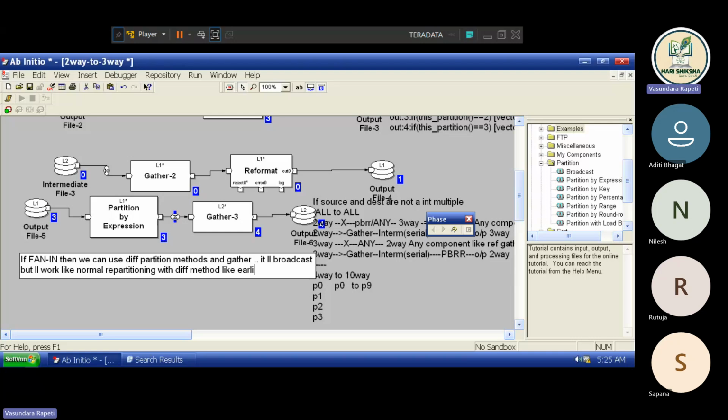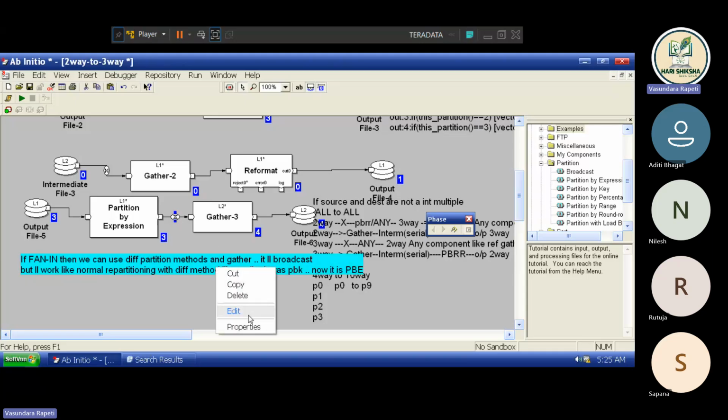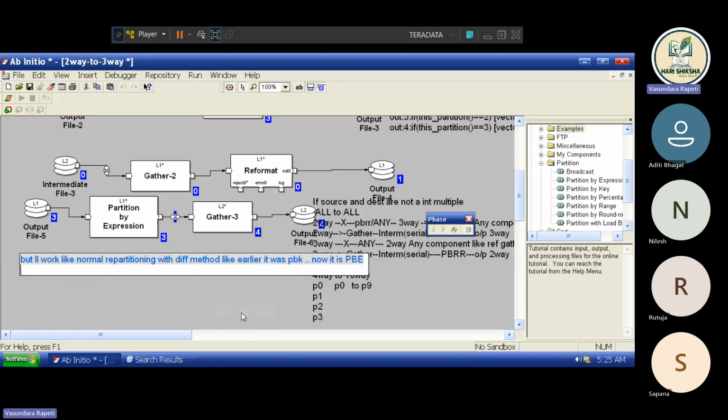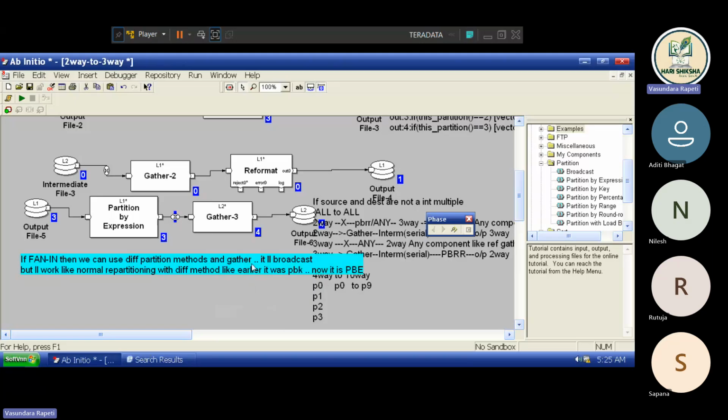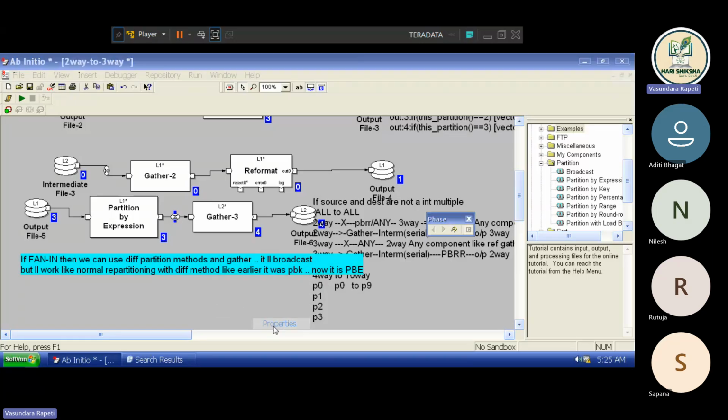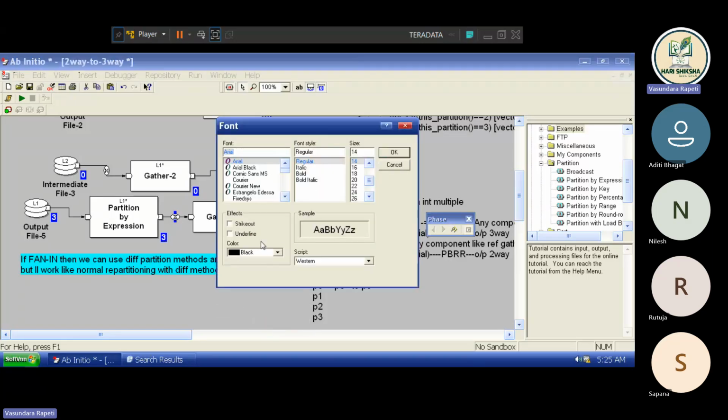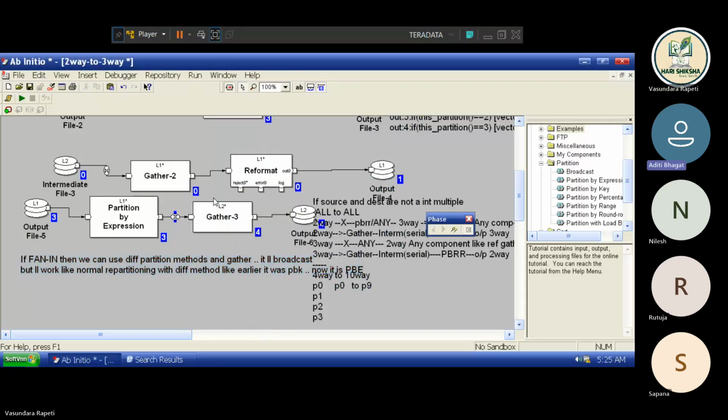Earlier it was PBK, now it is PBE. Different methods. Click anywhere and it will convert it. If you want to change anything, you can edit the properties, change colors and many things. Fonts and all those we can do.